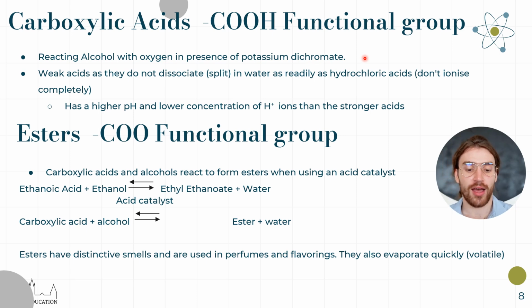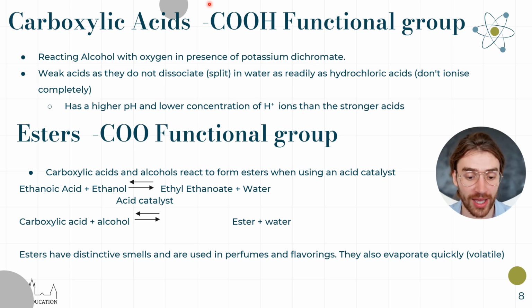Okay. When it comes to esters, the functional group is COO. And that's because it's going to then be attached to the other hydrocarbons, that other oxygen, remember. So how we're going to make an ester is by combining carboxylic acid and an alcohol. And what's going to come out is water and your ester.